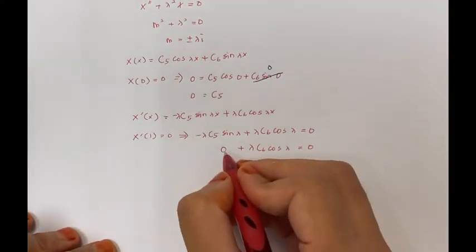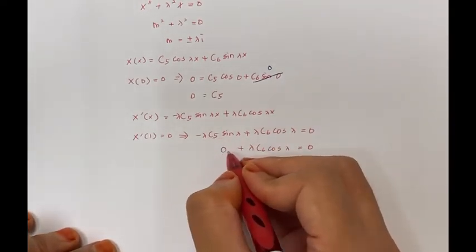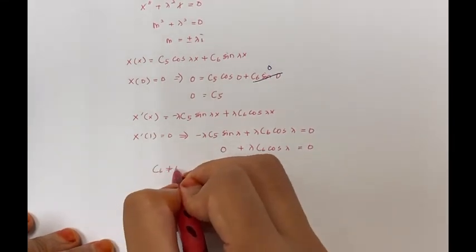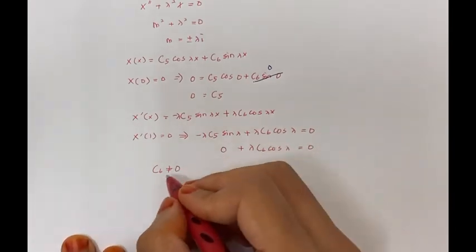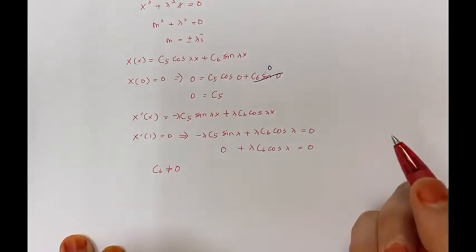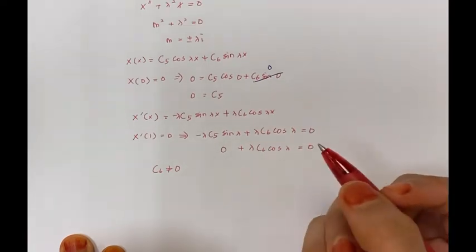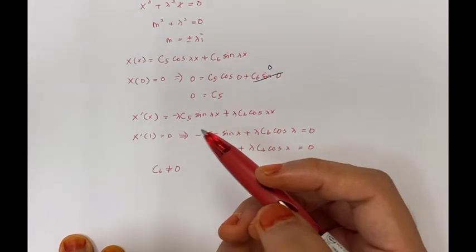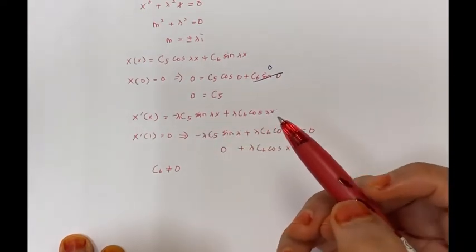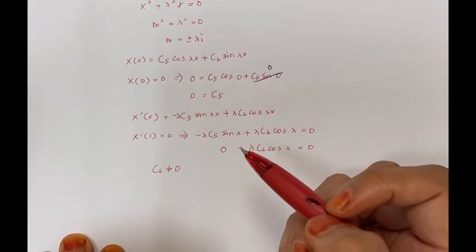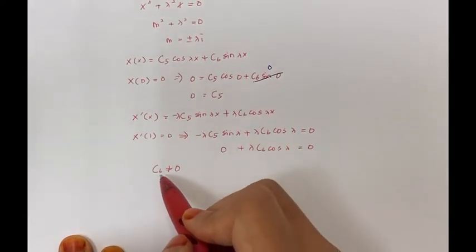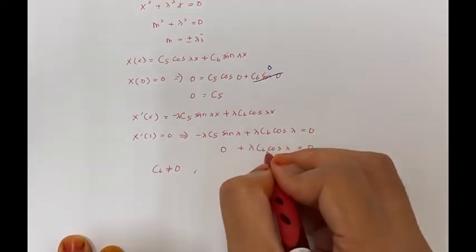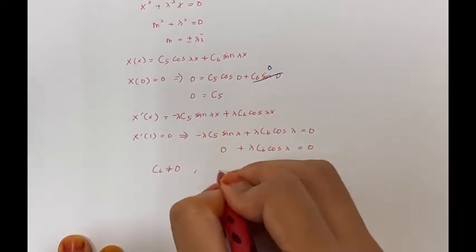Since c5 is equal to 0, c6 cannot be equal to 0, because if c6 equals 0, there is no eigenvalues for case 3. Since we just omitted case 1 and case 2, we cannot omit this third case. So you need to set that c6 must not equal 0.